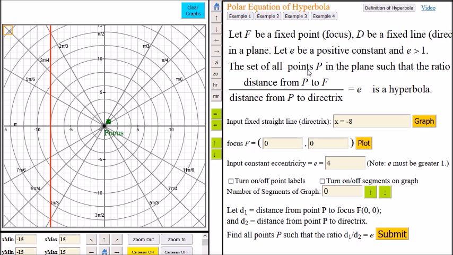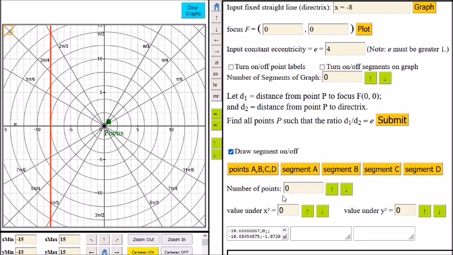And then next, we need to find all points such that this ratio, the ratio of distance from point to the focus, and distance from point to directrix, must equal e, which is the eccentricity. In this case, I chose 4. And so now let's look at these 4 points. So we have 1, 2, 3, 4.